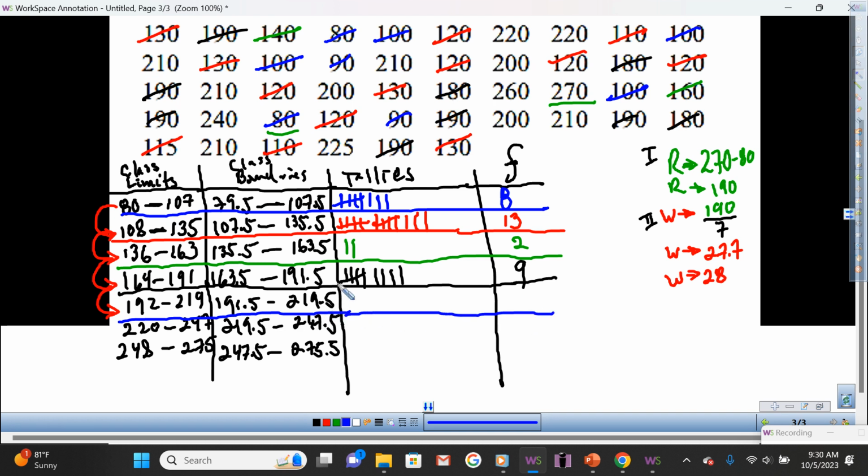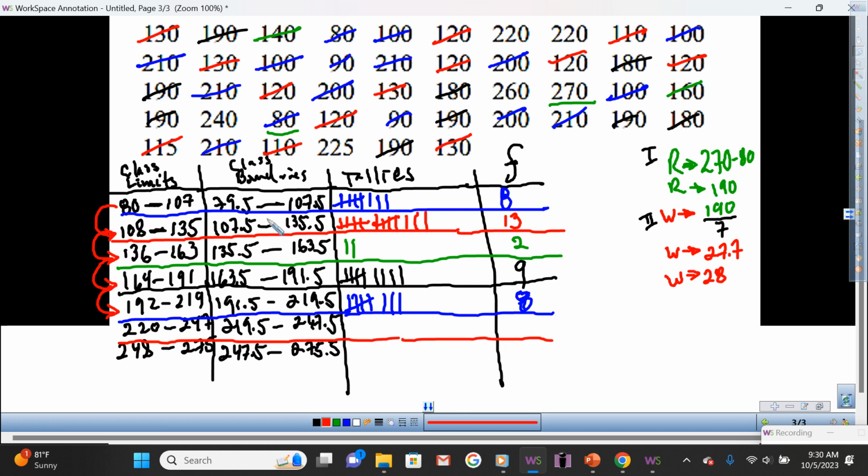From 191.5 to 219.5. So we got 1, 1, 2, 3. Wait. Oh, 4. My bad. Here's 2 more. Another one. And that's it. Got 7? 8? Did I miss one? Where at? The 200. Let's go. Hands if you got 8? Yes? Okay. 8. All right. Go to the next column. Next class.